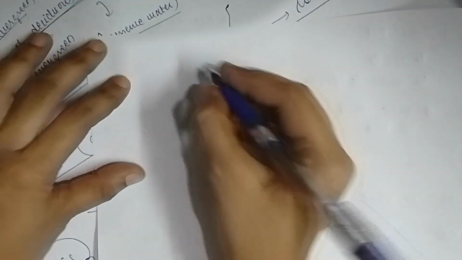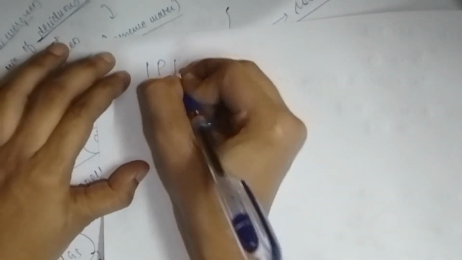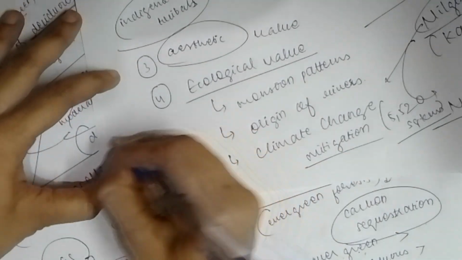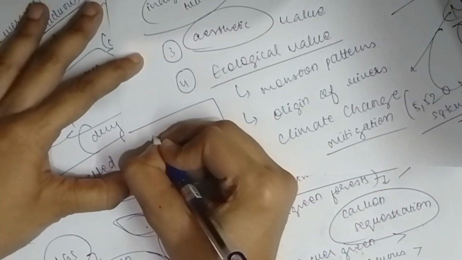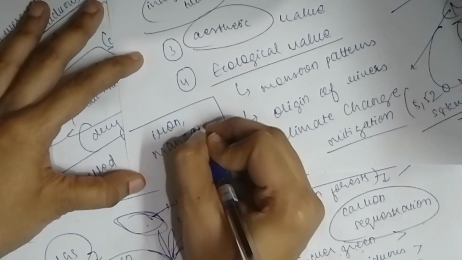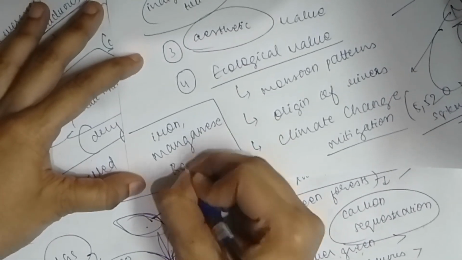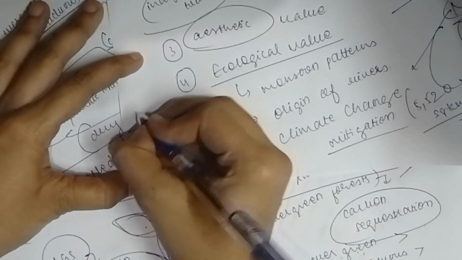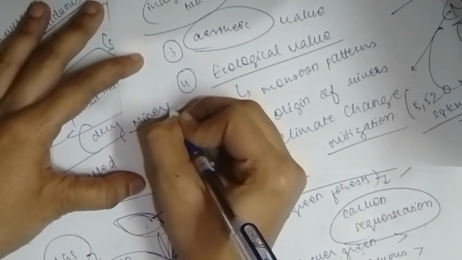Then with regards to the intergovernmental platform and biodiversity ecosystem services, but before we proceed, I think I did not mention the minerals availability, that is iron, manganese and bauxite. You write it neatly, I'm just mentioning here. Bauxite ores are present, minerals present in Western Ghats.